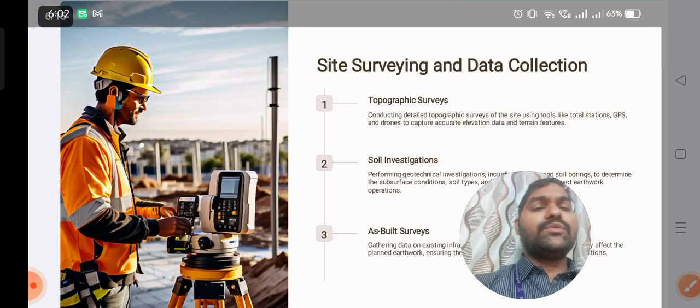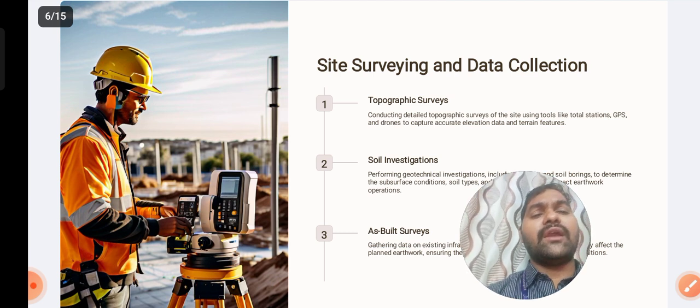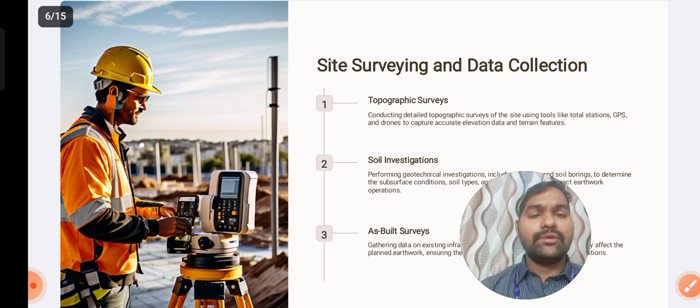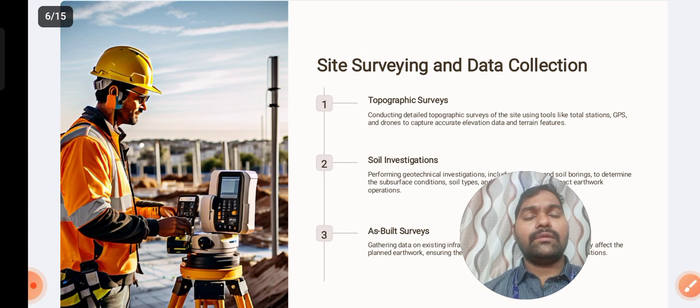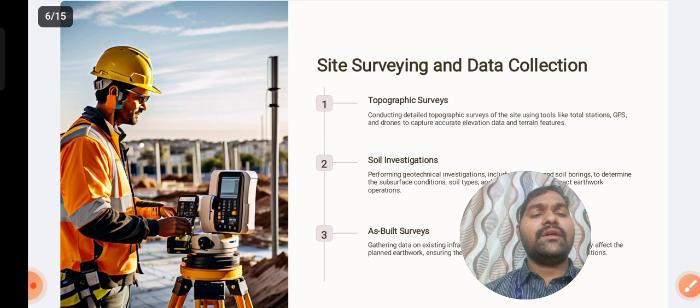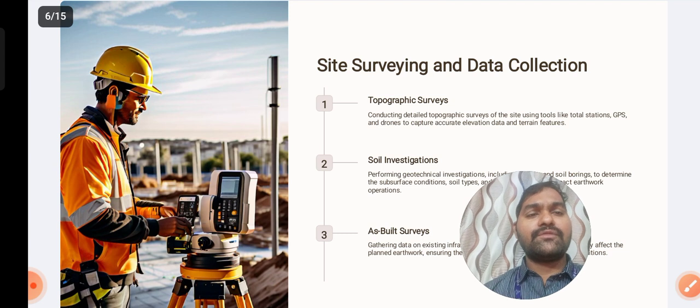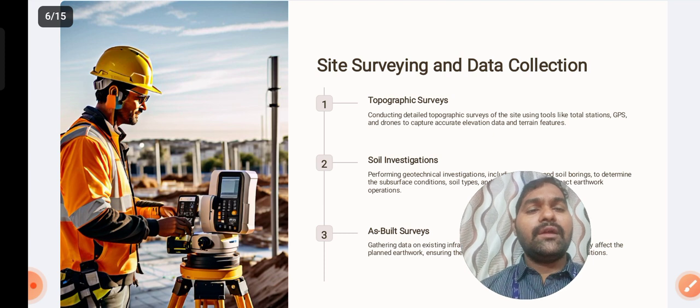And coming to the next one, it needs site surveying actually. If you want to really do the earthwork calculations practically, first you go with surveying. In surveying, just before we discussed one point, that is called the benchmark. By using this benchmark and by using the surveying levelings, there are two types of levelings.